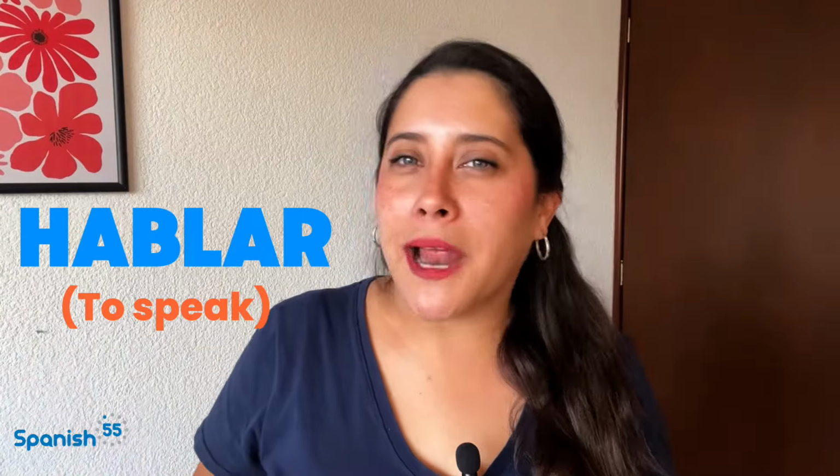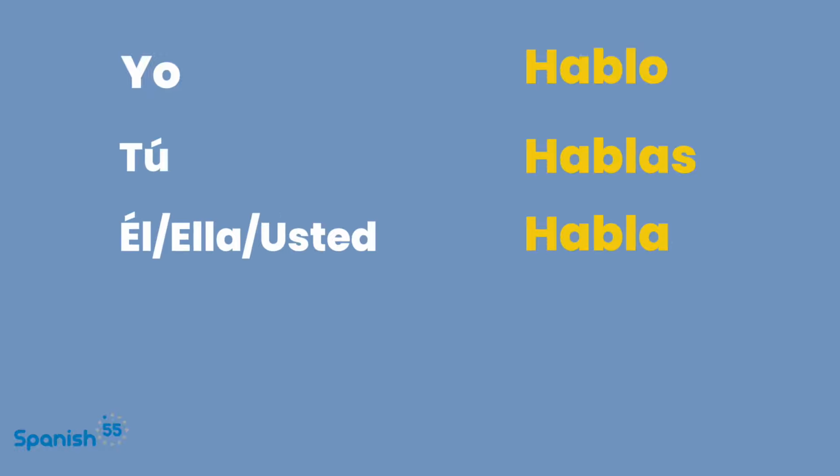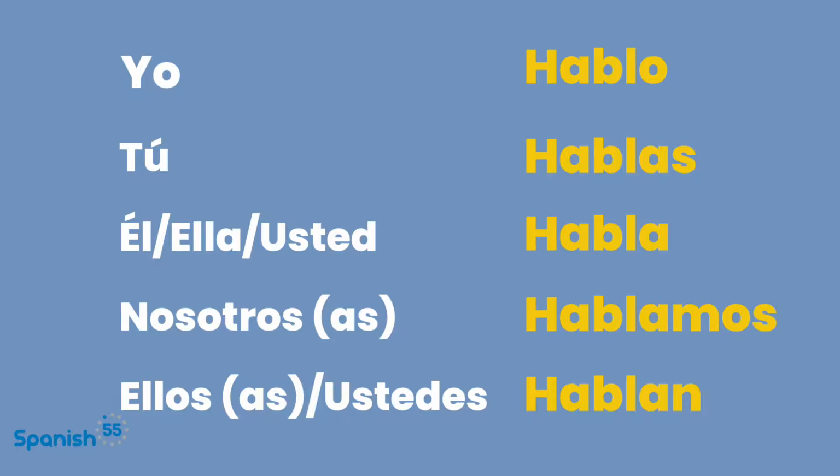Let's start with ar verbs. Let's take hablar as an example. Yo hablo. Tú hablas. Él, ella, usted habla. Nosotros o nosotras hablamos. Ellos, ellas, ustedes hablan. It's simple. Just change the ending based on who's speaking. Most ar verbs follow this pattern.